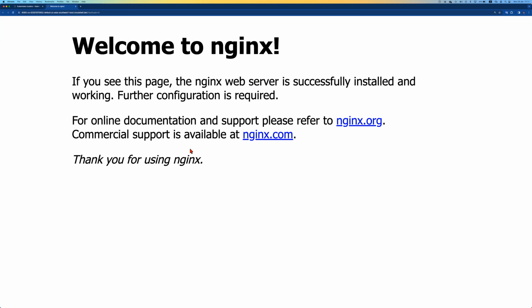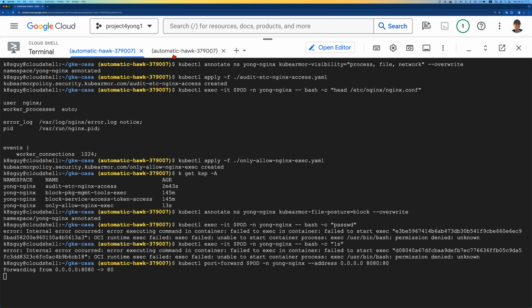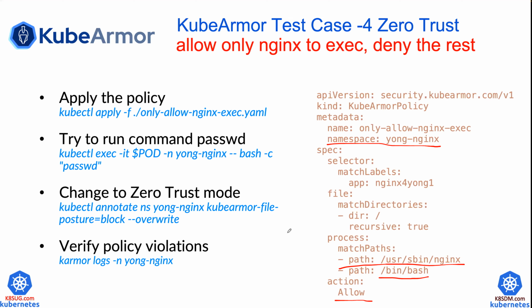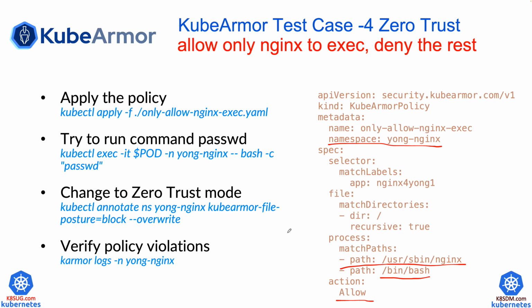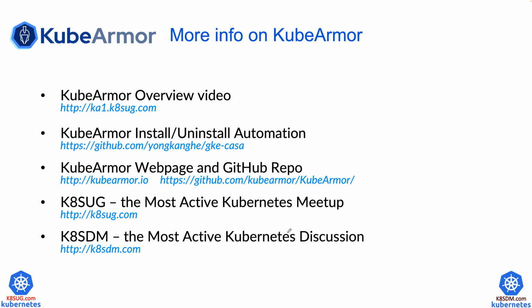That means the Nginx application is still running perfectly fine. The only thing we apply here is zero trust. By default, we deny the rest of the processes running. There is nothing else you can do except running the Nginx application. Okay, let me come back to the slide deck. That pretty much covers all I want to talk about for the 4 typical KubeArmor use cases, test cases here.